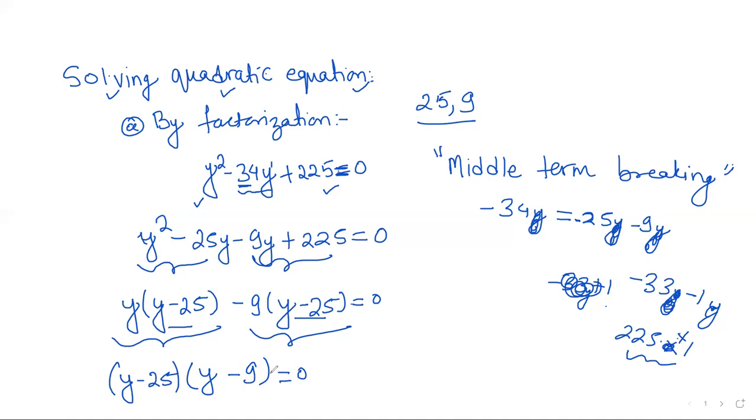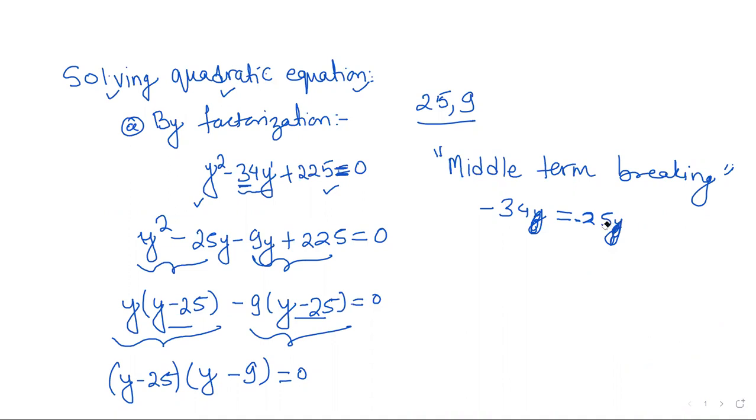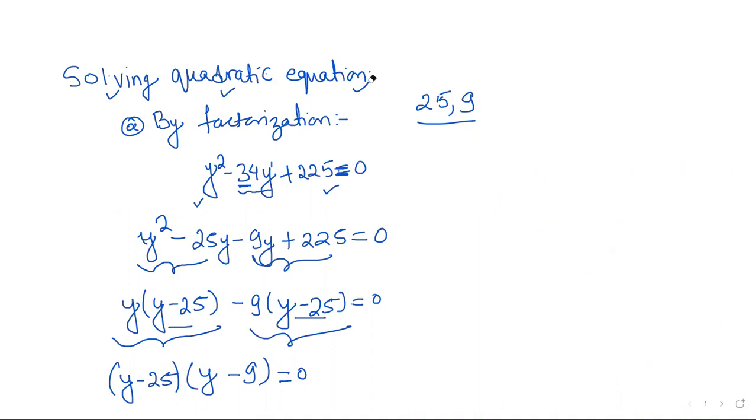Once we have this, let me clear a little bit of area. We don't need these things. Let's clear some part up so that I don't have to go to a new page. I can complete the solution right here. So we have y minus 25 in parentheses times y minus 9 equals 0.